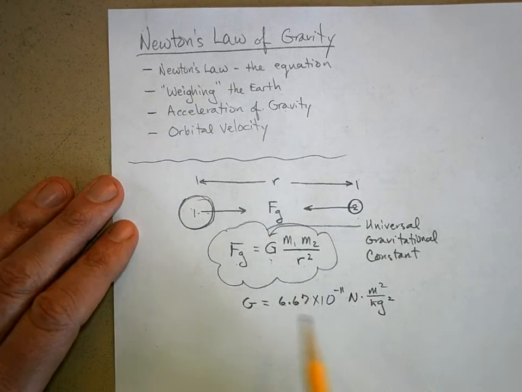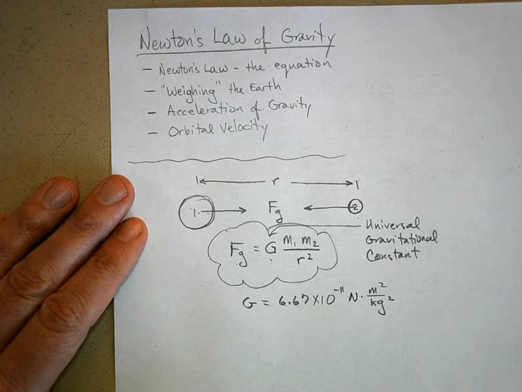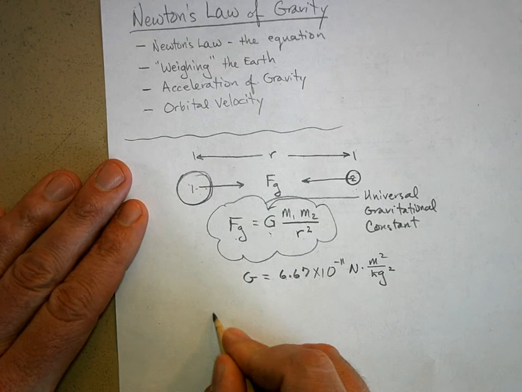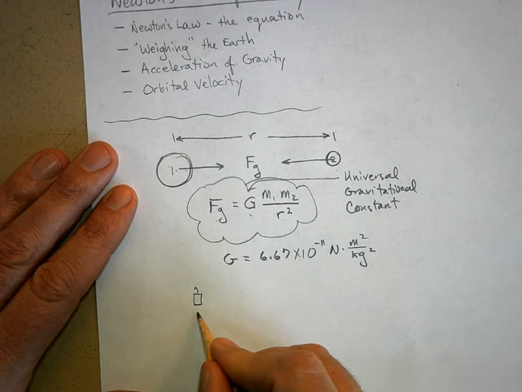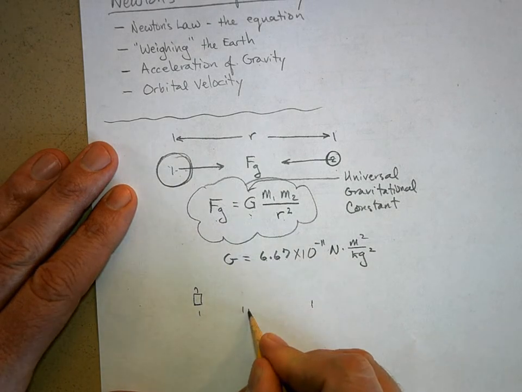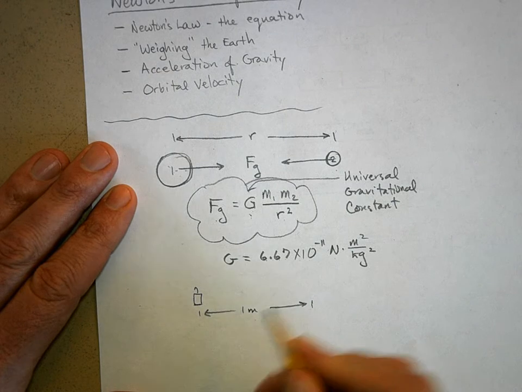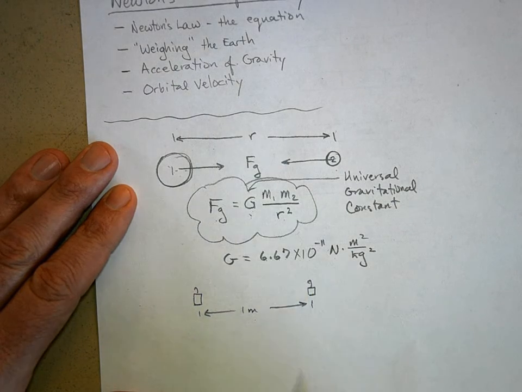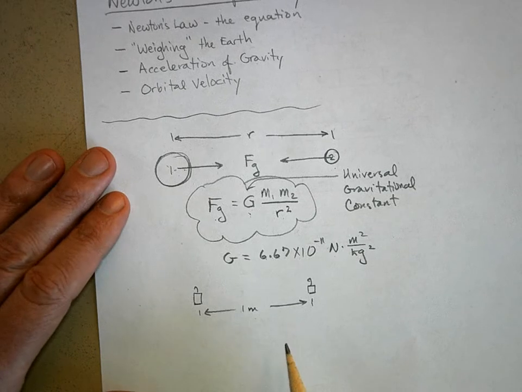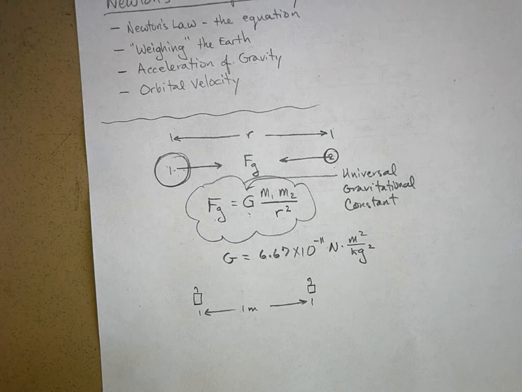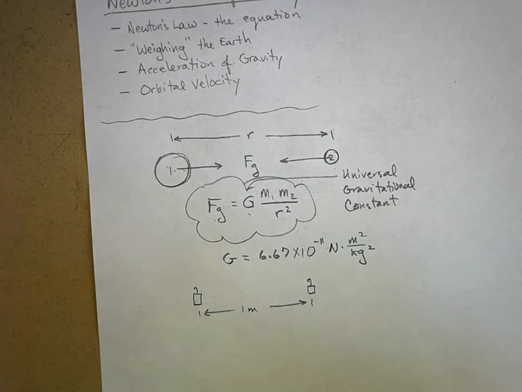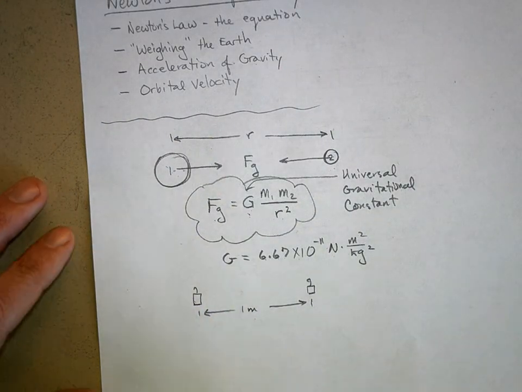Now, let me show you how tiny that is. If I took a 1 kilogram mass and put it 1 meter away from another kilogram mass, the attraction, the gravitational attraction between these two, well, look, if I put these on a tabletop, I'm not going to see these things sliding together due to gravity, right? They're not going to just come together. Why? Because the force is so weak.